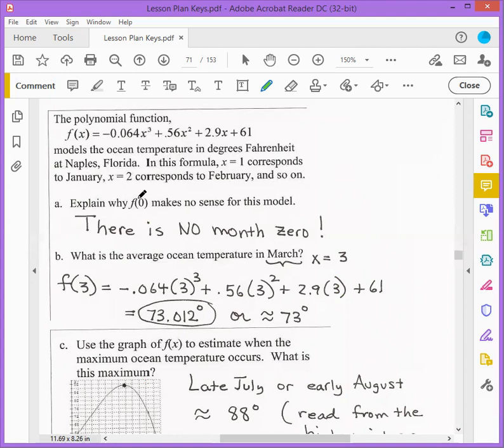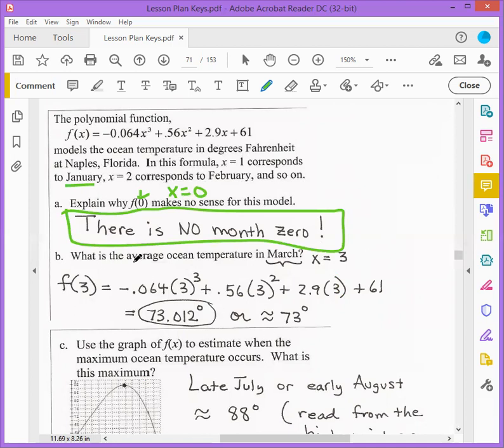Letter A, explain why f of 0 makes no sense in this model. Now, when we discuss x values, remember f of x in parentheses, if we're saying x equals 0, that would not make sense because we know those x values correspond to months of the year. The first month being January, and it's 1. There's no such month that begins with the number 0. That's why f of 0 would not make sense.